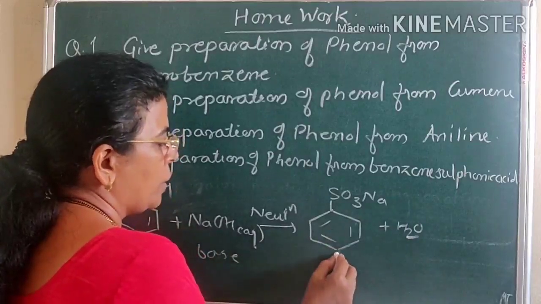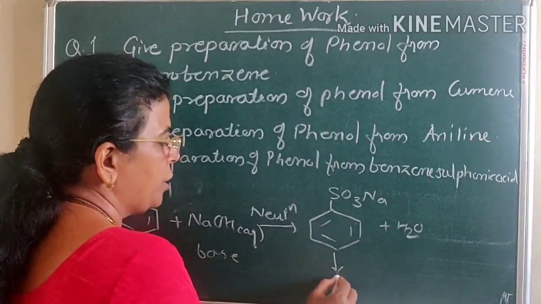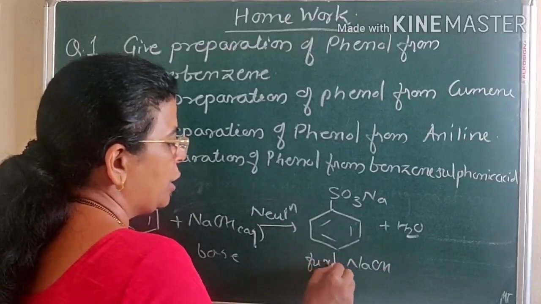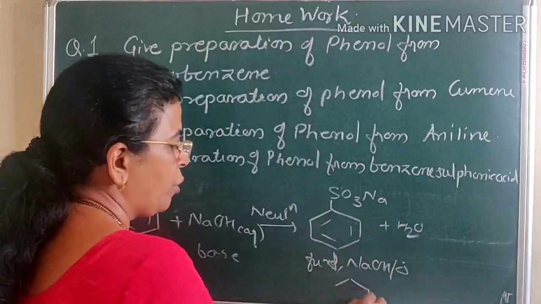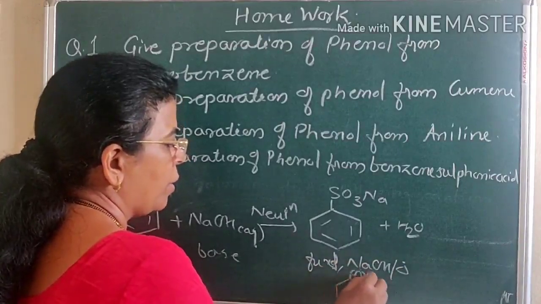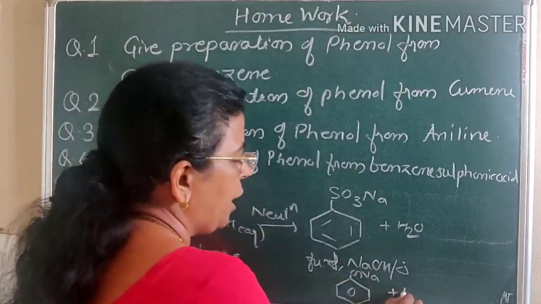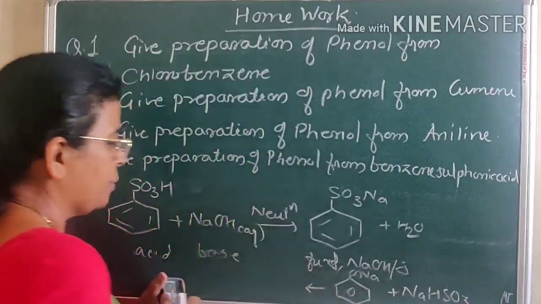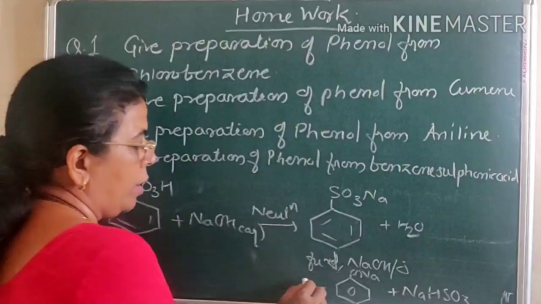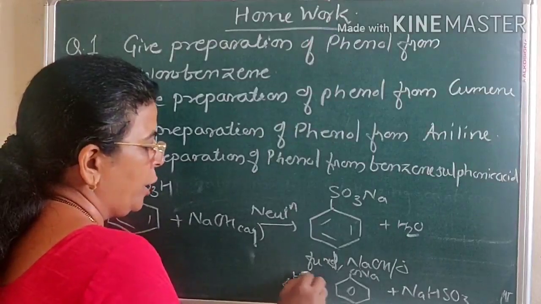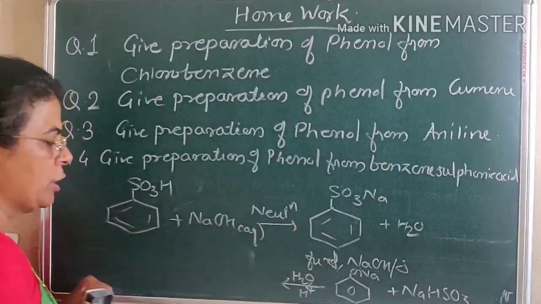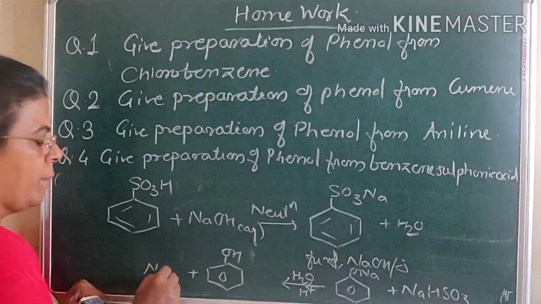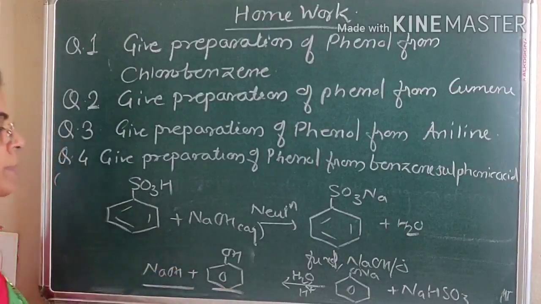Now this compound, sodium benzene sulfonate, is fused with NaOH. This is fused NaOH. Heat this reaction mixture. Then you will get sodium phenoxide, that is this compound, plus NaHSO3. And this compound, when reacted with water in H+, that is, acid hydrolysis is carried out, you will get phenol plus NaOH. And this way phenol is formed.